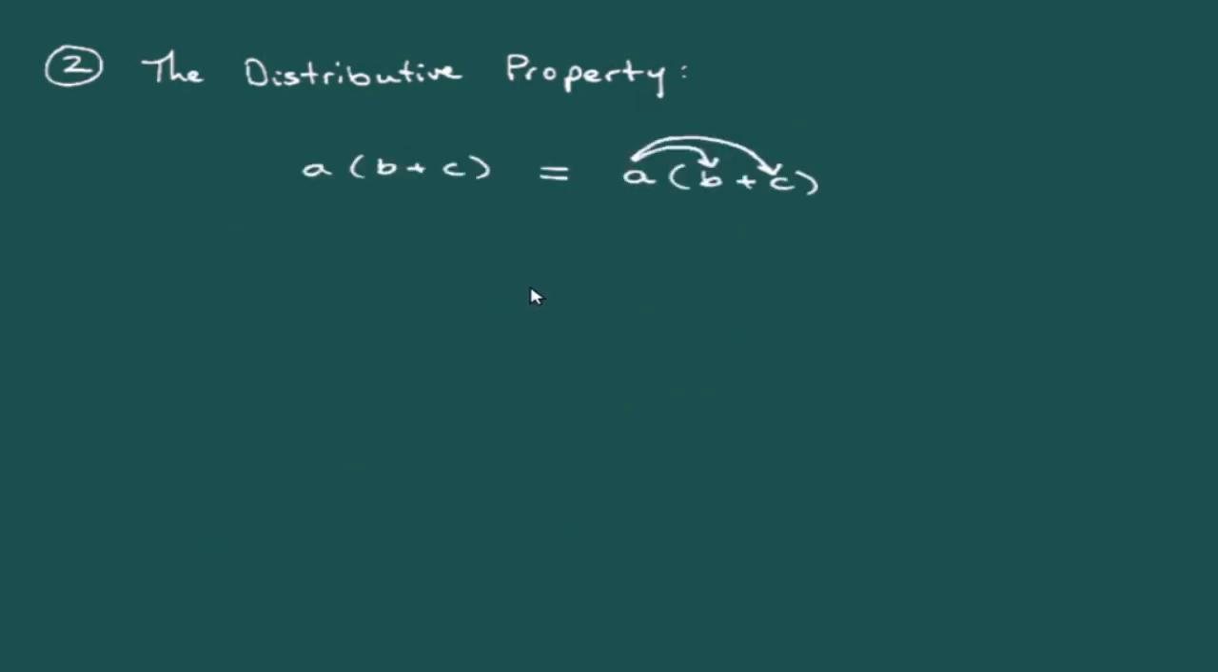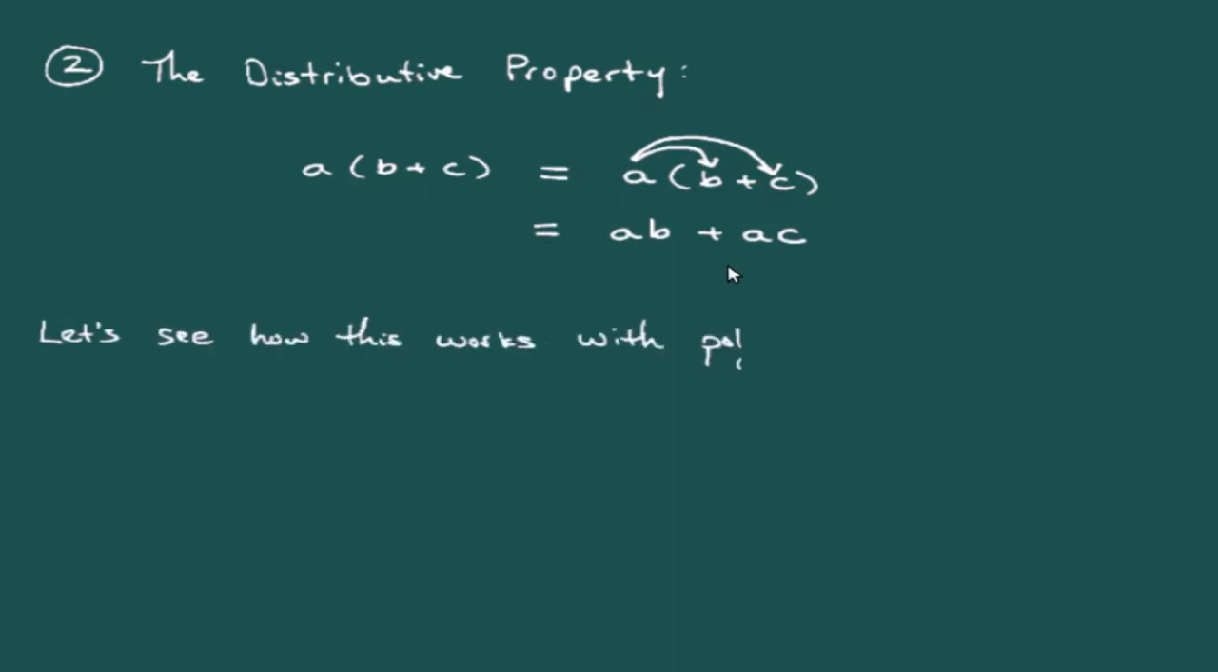Now, the second property that we use when multiplying polynomials is the distributive property. Everybody pretty much remembers this: if we've got something like a times the quantity b plus c, then we imagine that a is getting distributed to the b and to the c. The distributive property tells us that we've got a times b plus a times c. So let's see exactly how this works with our polynomials.